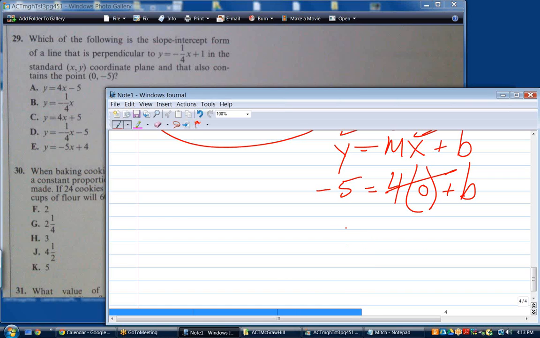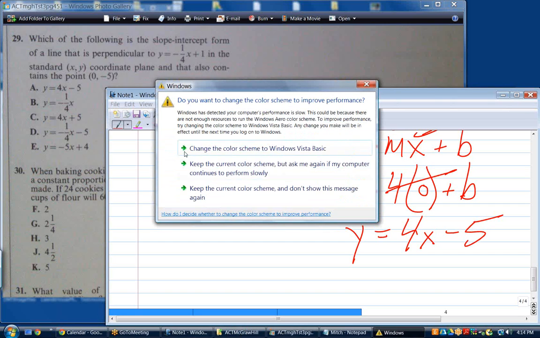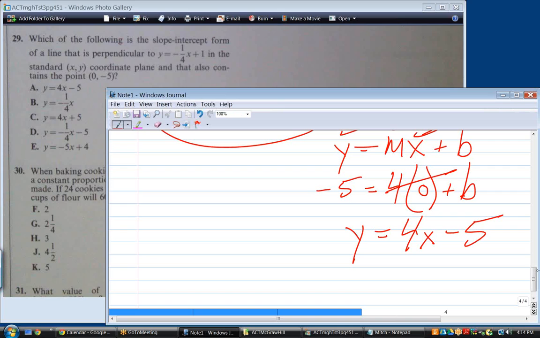Once I know b, then I know y equals 4x minus 5. So I don't have to know point-slope format to solve this problem. I can do it just fine using slope-intercept. It's maybe slightly easier using point-slope, and point-slope is something you should be familiar with, although I can't honestly say you're absolutely going to need it for the ACT test. You could probably get by with just knowing slope-intercept format. Y equals mx plus b.